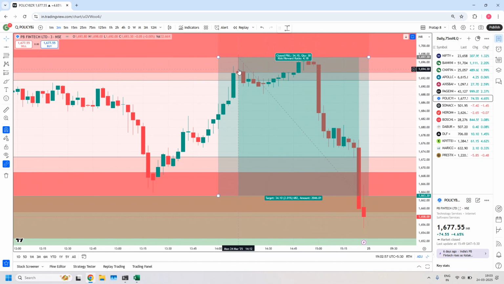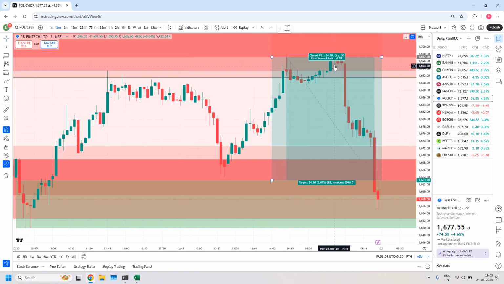But already you are in the trade. At 14:12 you have taken the trade, the 3 minutes candle. So definitely you don't take the second trade again. Already you are in the trade. Those who missed, they can plan a trade here. But for them, it is almost like a last 45 minutes trade.